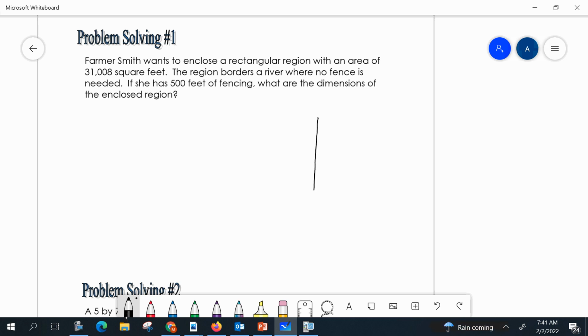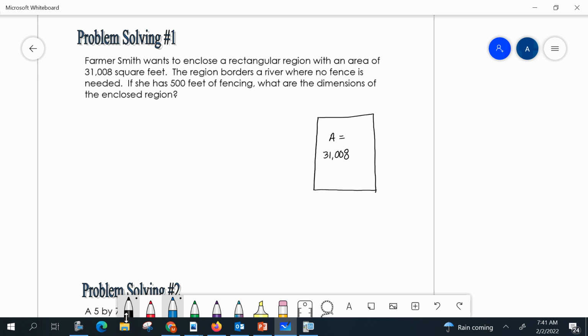So in this problem, Farmer Smith wants to enclose a rectangular region with an area of 31,008 square feet. All right, so area is equal to 31,008, right? Just kind of recording the important information as I go. The region borders a river where no fence is needed. So what is that going to look like?